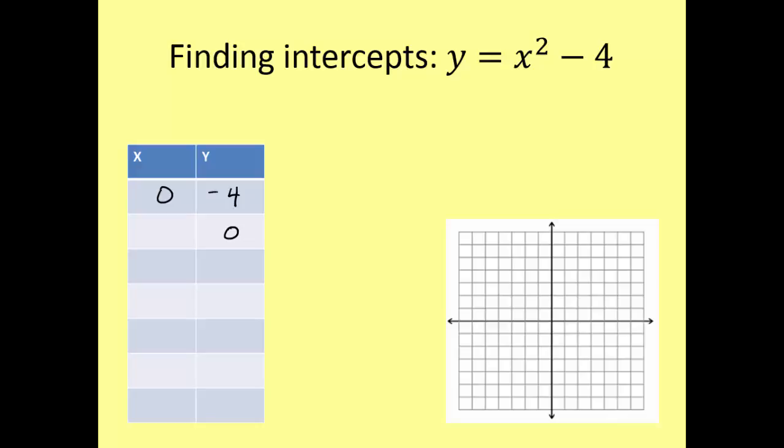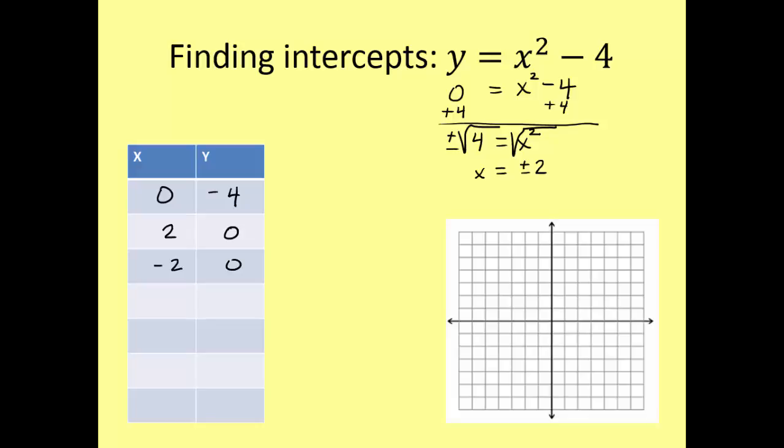Now, what happens when y is 0? That's a little more complicated because we're solving a second-degree equation now. Remember, if there's only an x squared term and no other variables, just get it by itself and take the square root. So I'm going to add 4 to both sides and then take the square root. Remember the plus or minus, and I'm going to switch the order around. X is equal to plus or minus 2. That means there are 2 x-intercepts. There is one at 2, 0 and also at -2, 0. Those are 2 different points, so write them down that way.